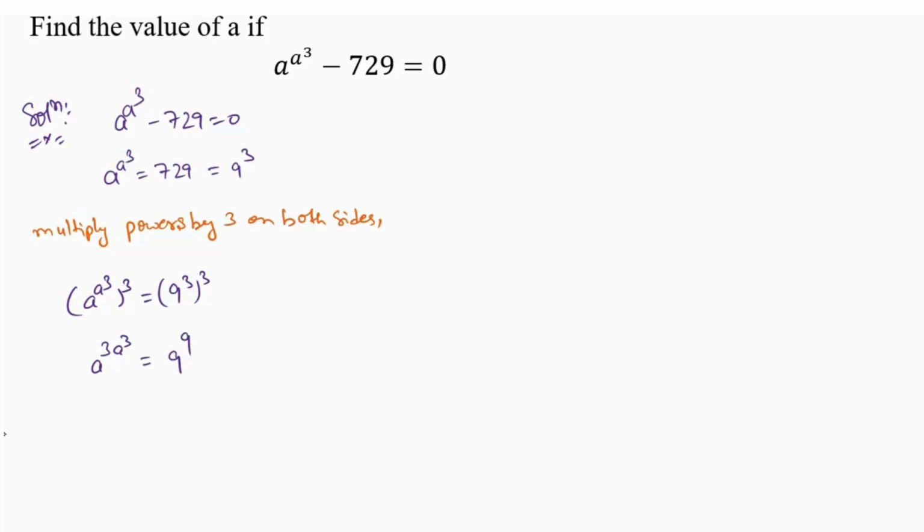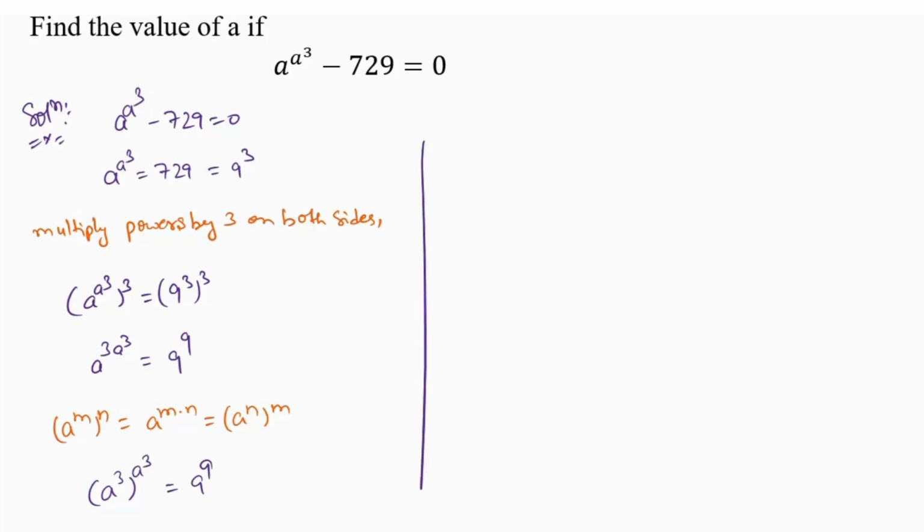So from the law of indices we know that when a raised to power m, bracket n, this can be written as a raised to power m times n, equals a raised to power n, bracket m. So here our equation will become a raised to power 3, bracket a raised to power 3, equals 9 raised to power 9. So on equating, we get a cube equals 9.